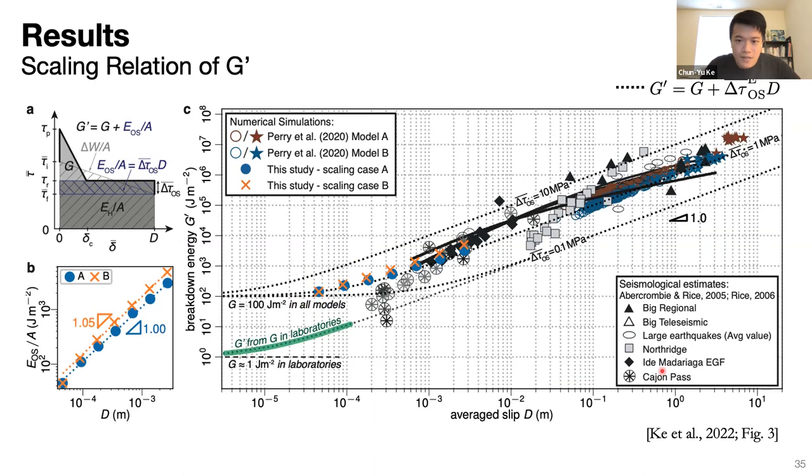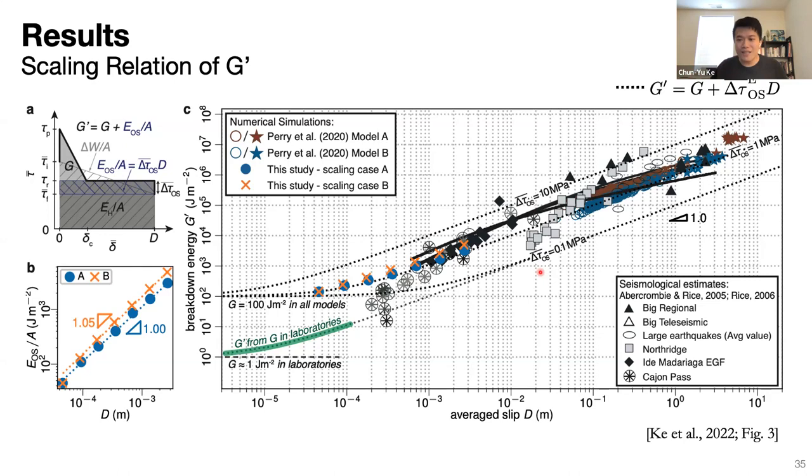And here is our result plotted on top of Abercrombie and Rice 2005 and Perry 2020. You can see that the constant overshoot of 1 MPa, the dotted line at the center, fits our scaling case A very accurately. And it's not very far from scaling case B, where rupture arrests more abruptly and has higher stress overshoot. And almost all the data points are bounded between the curves from 0.1 to 10 MPa overshoot.